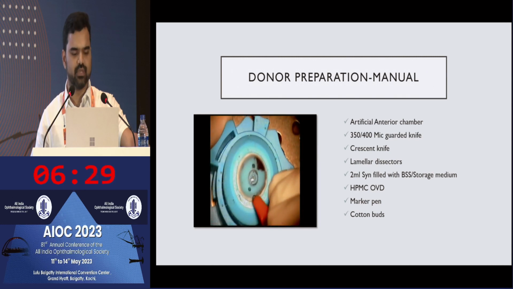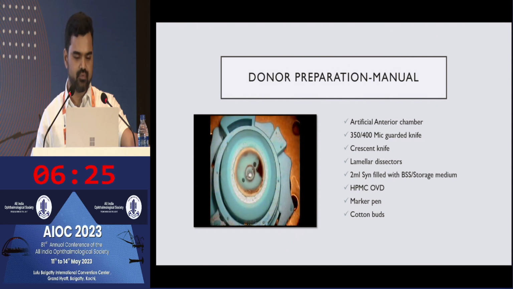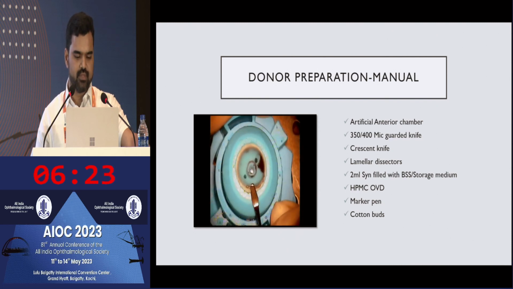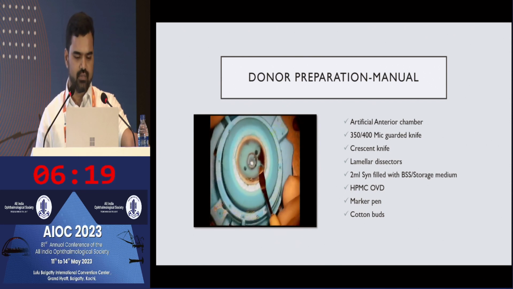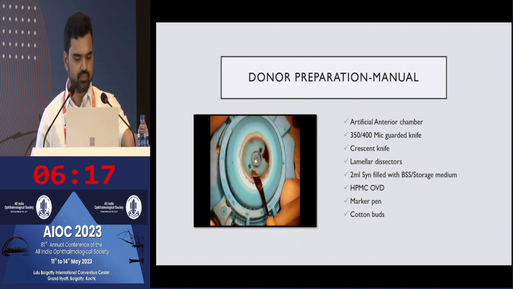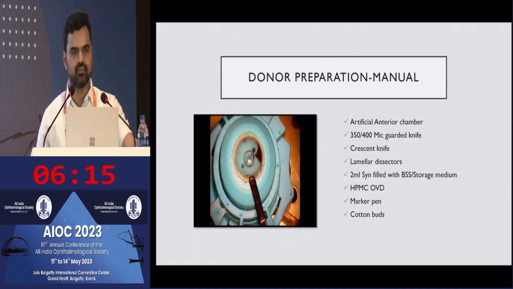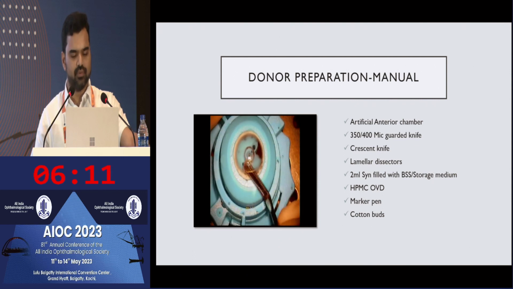The globe has to be firm before you make your incision. Here I'm using a 400 micron guarded knife to initiate my incision up to 3 clock hours at the limbus. Then you can initiate the dissection with the help of a crescent. And you can hold the artificial anterior chamber with the other hand so that you can tilt it a bit to follow the curvature of the cornea properly.